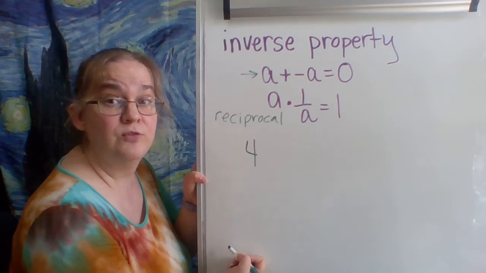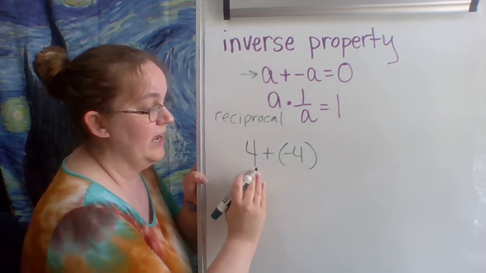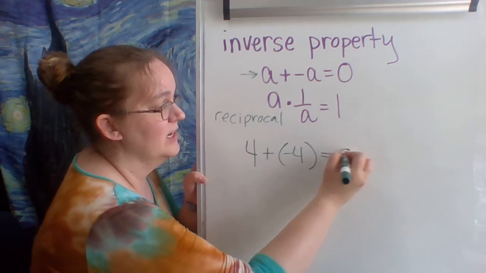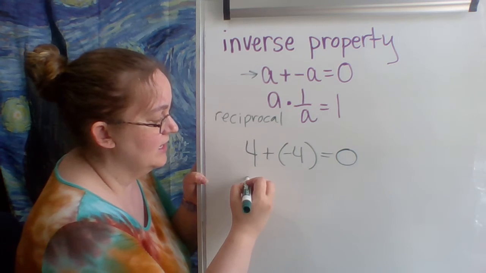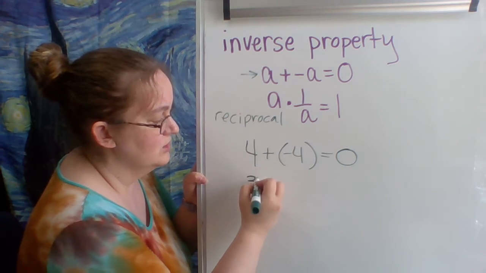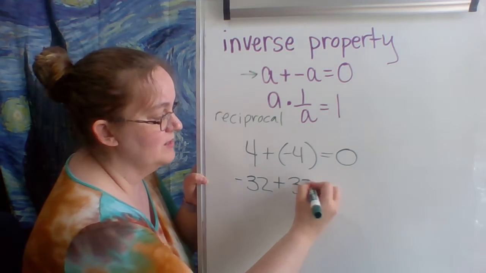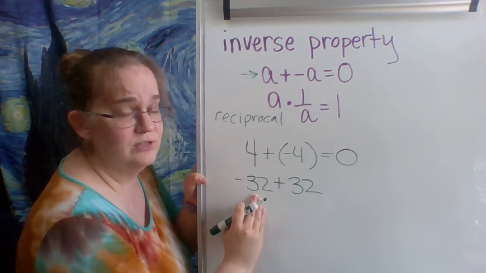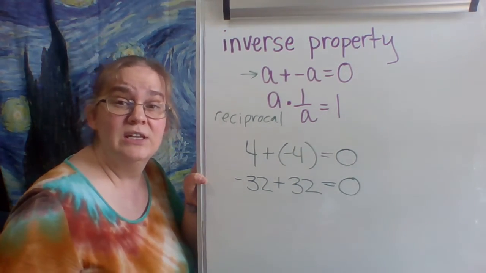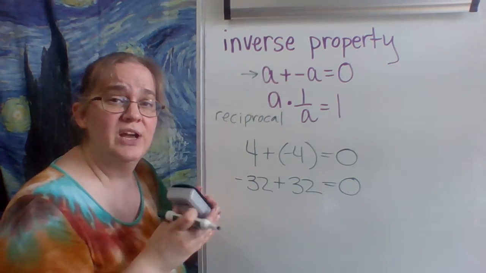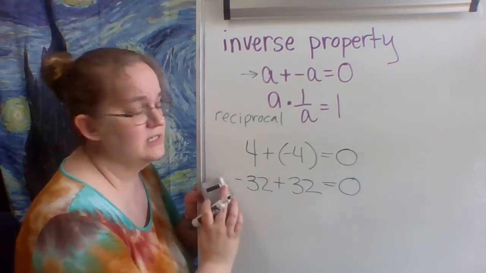If I have the number 4, if I add -4 to it, I have $4, I spend $4, I got nothing. If I'm looking at, say, the number -32, I would add the opposite, which would be +32. I owe you $32. I pay you back $32. I owe you nothing. So the inverse property of addition is whatever the opposite is of that number, you add to it to get 0.